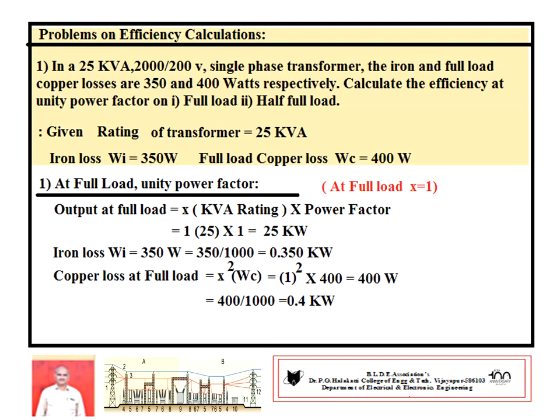So write down the iron loss. Iron loss equal to 350 watts. The output we already kept in kilowatt, so this also you convert into the same kilowatt. 350 by 1000, 0.35 kilowatt. Then copper loss at full load is given by X square times Wc. Now X is 1, into 400 watts. Again we have to convert into kilowatt. 400 by 1000, 0.4 kilowatt.